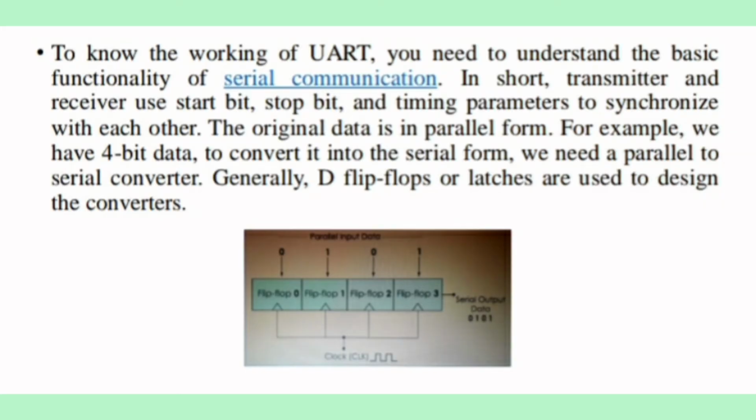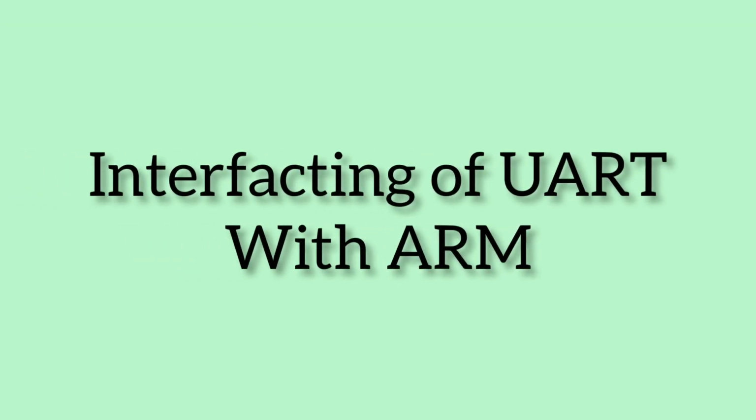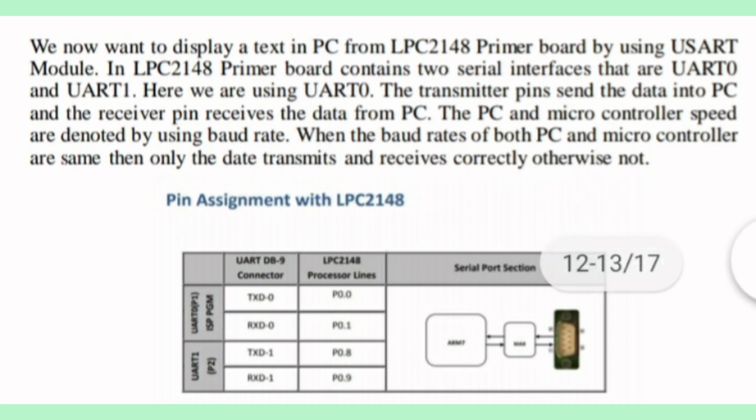To know the working of UART, you need to understand the basic functionality of serial communication. In short, the transmitter and the receiver use start bit, stop bit, and timing parameters to synchronize with each other. The original data is in parallel form. For example, we have 4-bit data. To convert it into serial form, we need a parallel to serial converter. Generally, D flip-flops are used. So now we are going to see interfacing of UART with ARM controller.